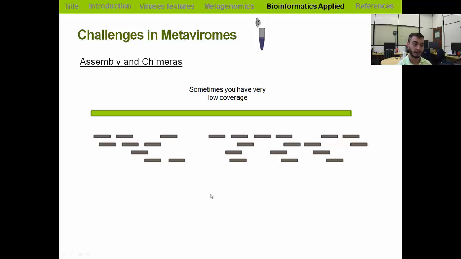So here you have a gap. In this gap, you will not assemble a contig of an entire genome. So that's a problem. We have species that, even if they are abundant, have small genomes. So the number of reads you can find, the coverage, is very small. So you have this problem.